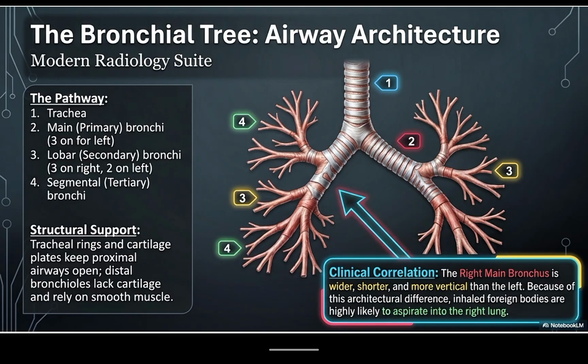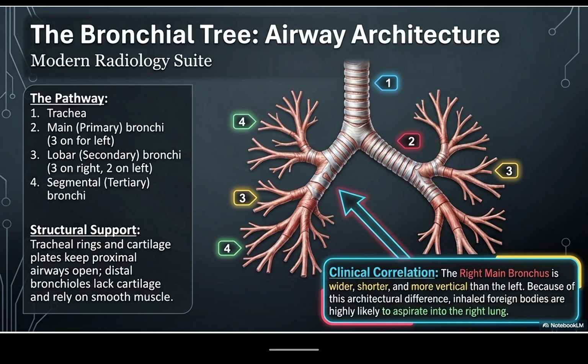Lobar bronchi. And remember, the right lung has 3 lobes due to having 2 fissures, and the left lung has 2 lobes due to having only 1 fissure. And due to this reason, we now have 3 lobar bronchi on the right lung and 2 lobar bronchi on the left lung. And the next thing we now have is the segmental bronchi. The first one is the trachea, the second one is the bronchi, the third one is the lobar bronchi, and the fourth one is the segmental bronchi.